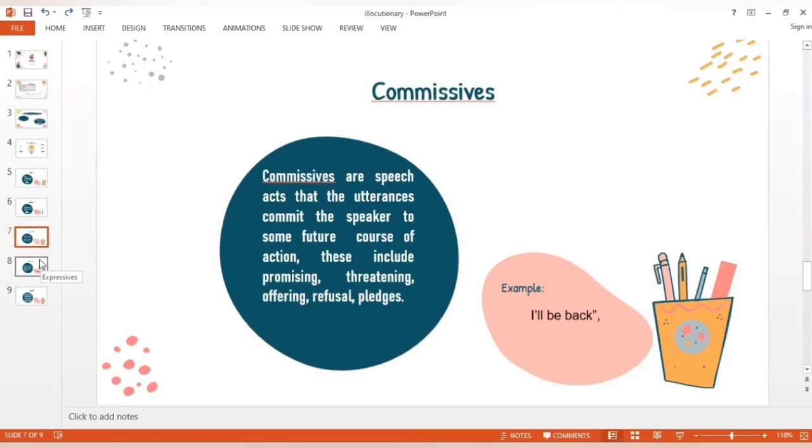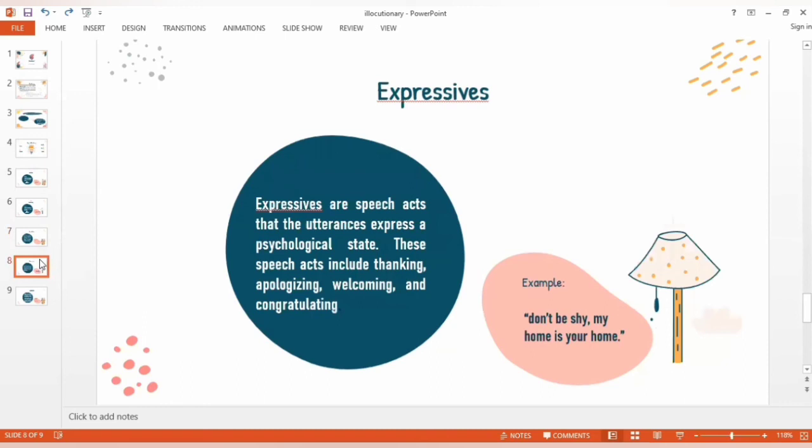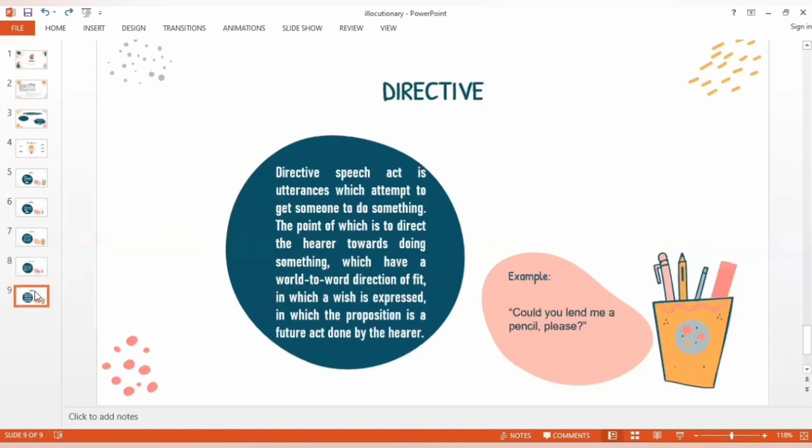And the next, expressive. Expressives are speech acts in which the utterance expresses a psychological state. The speech acts include thanking, apologizing, welcoming, and congratulating. Example, don't be shy, my home is your home. When someone says don't be shy, my home is your home, the utterance represents the speaker's expression that he or she welcomes someone.